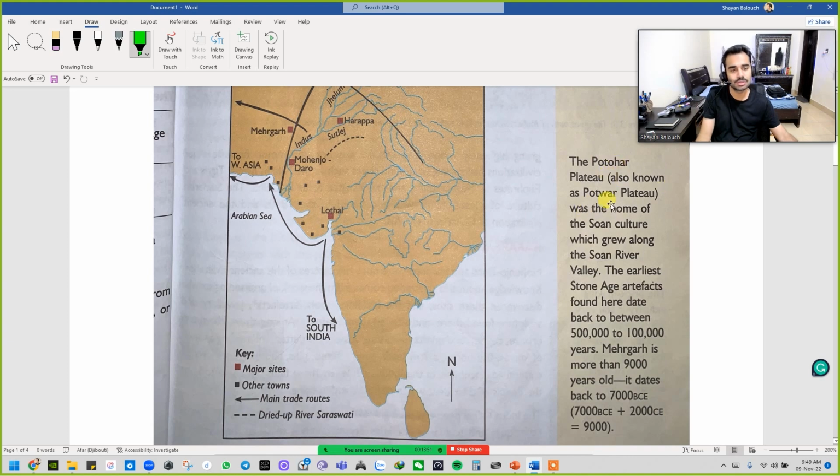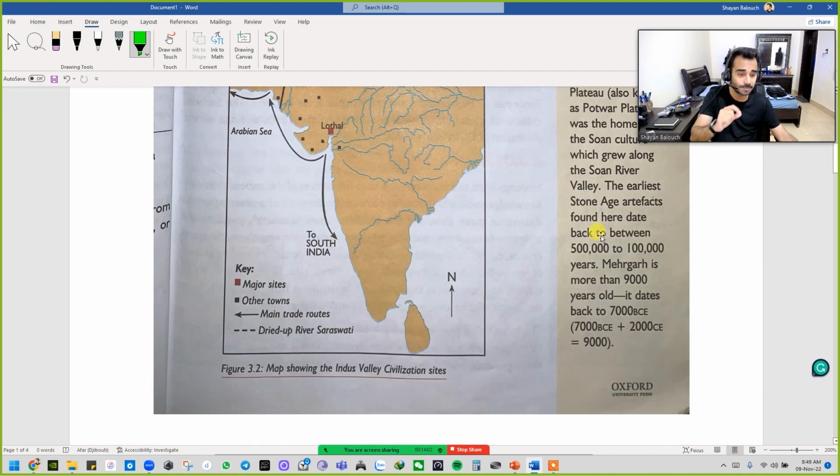Anyways, the Potohar Plateau, also known as the Potwar Plateau, was a home of Swan culture, which grew along the Swan River Valley. The earliest Stone Age artifacts found here date back to between 500,000 and 100,000 years. Mehergar is more than 9,000 years old. It dates back to 7000 before Common Era, plus 2000 Common Era, the period between that. So it's like 9,000 years. So we're talking about that particular time, that old.